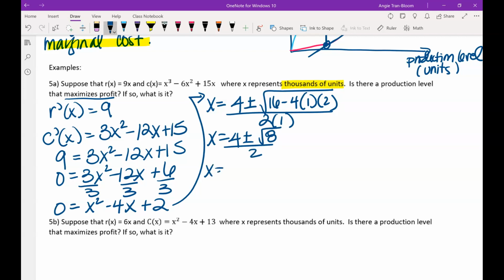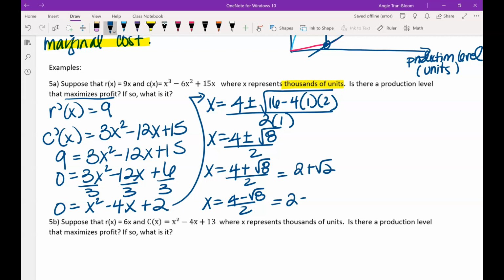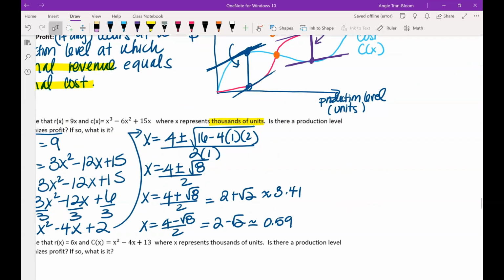So we should have two equations: 4 plus radical 8, all over 2, and 4 minus radical 8, all over 2. Yes, we must simplify that out, so that's going to be 2 plus radical 2, and this is 2 minus radical 2, and just kind of giving you a decimal. So this is about 3.41, and this is about 0.59. Now guys, excuse me, based on our definition, we have two x values here, but remember the first x is going to give you the largest, the maximum loss amount.